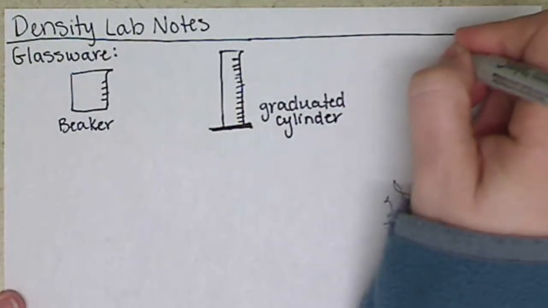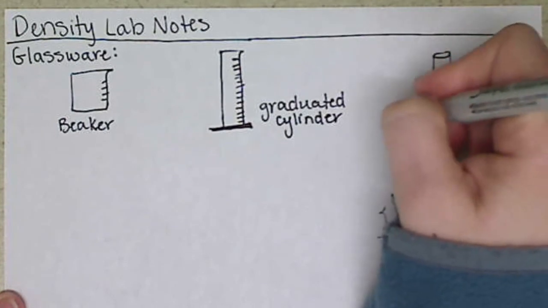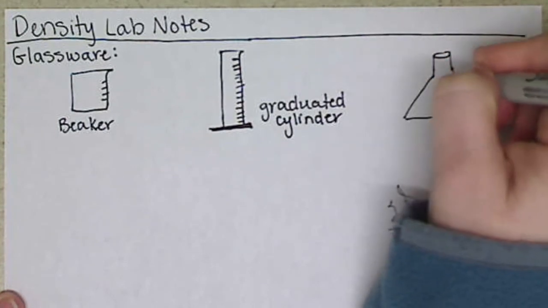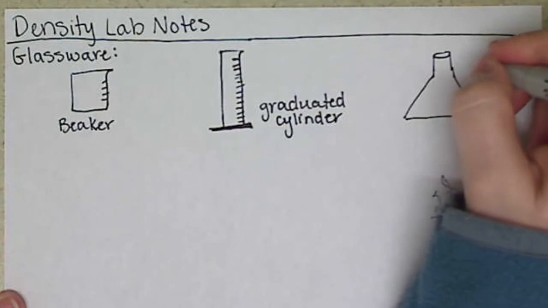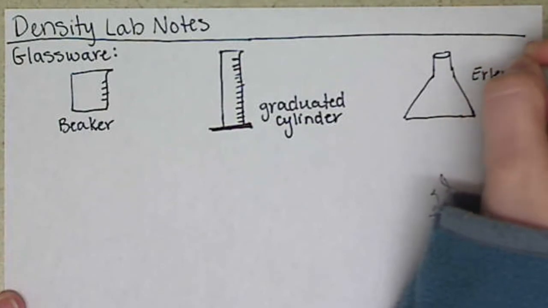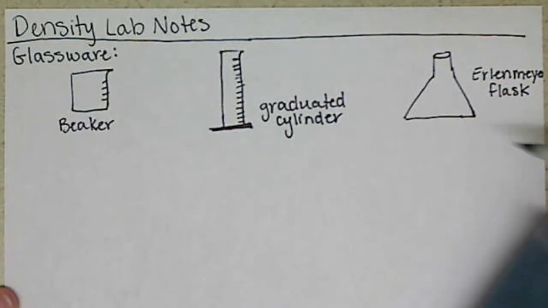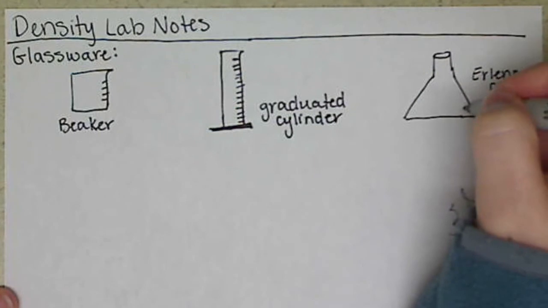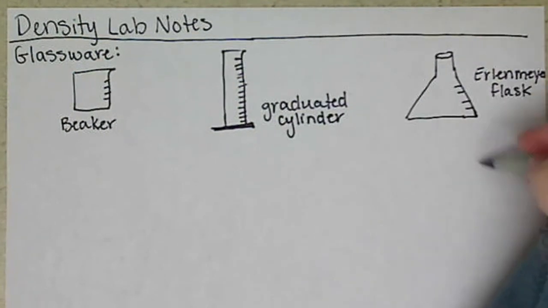Another piece of common glassware, one that's depicted a lot, usually to represent chemistry, is this volcano, triangle-shaped piece of glass, and this is called an Erlenmeyer flask. And just like the beaker, sometimes it'll have markings, sometimes not. They're not very accurate, so we usually don't look at them at all.